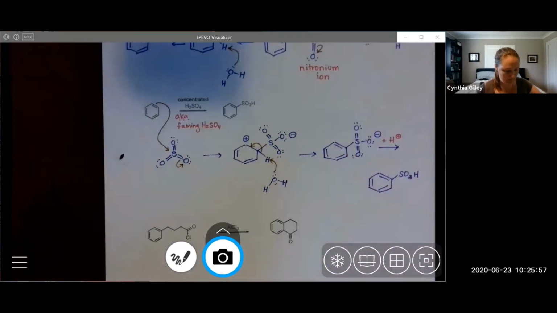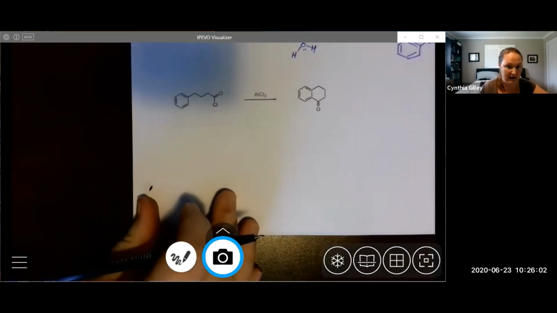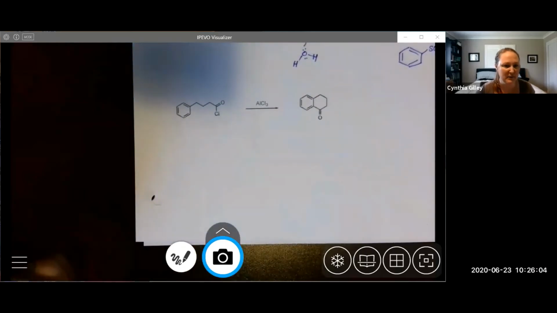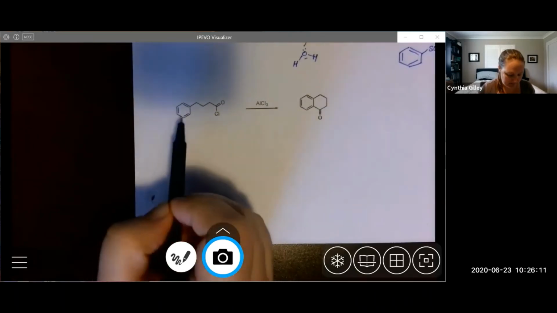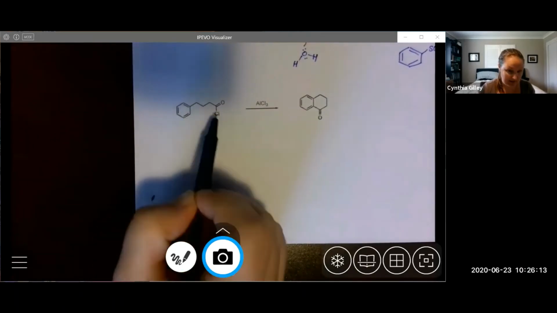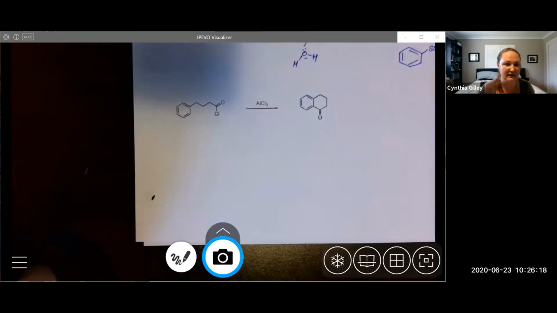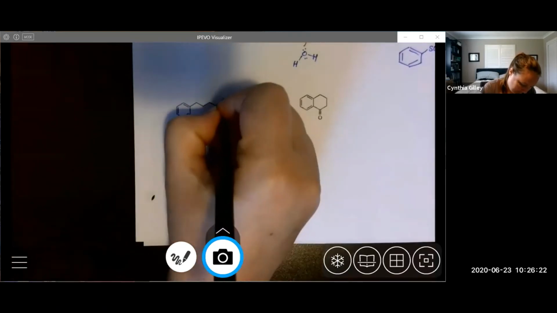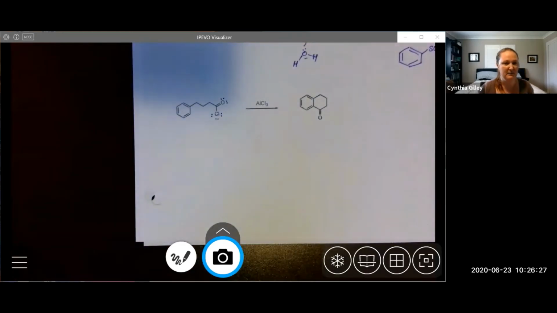Okay, so now we're challenged to draw a reaction we've actually seen before, but this one is a little different in that it's going to be intramolecular. So notice in the reactant we have both the aromatic ring and an acyl chloride. We're treating that with a Lewis acid. So this is the Friedel-Crafts acylation reaction. The mechanism, right, it might seem different because it's an intramolecular reaction, but it's not really.